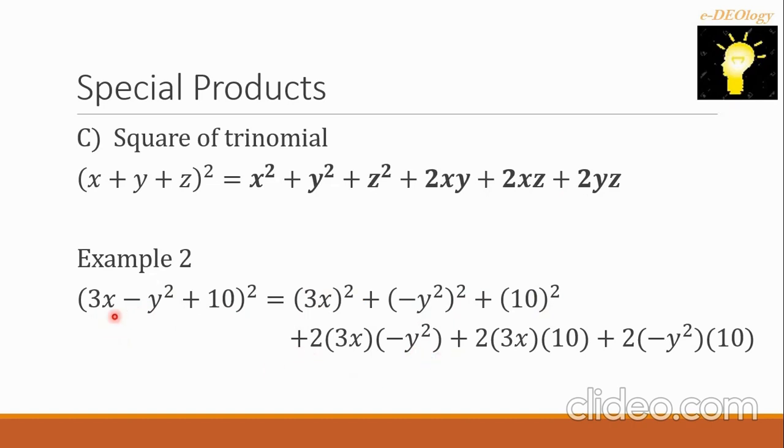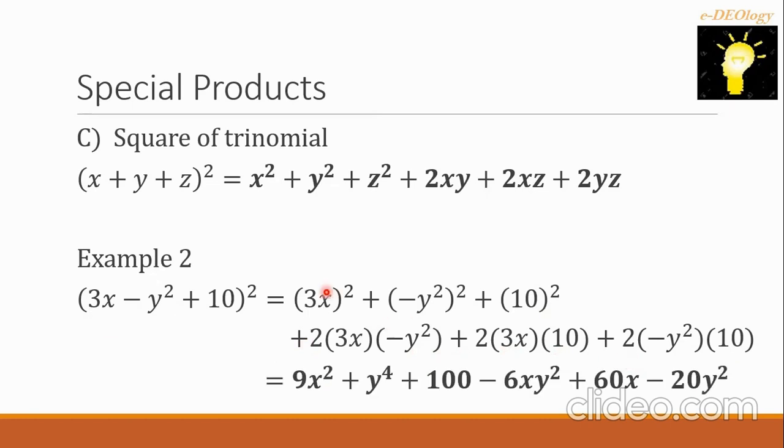And then plus, I'll multiply 3x and 10. It's here now, 3x times 10 and then times 2. And the last term, I'll multiply the negative y squared and 10. It's written here and then times 2. Then we will simplify each term. The 3x raised to 2 becomes 9x squared. This negative y squared and then squared outside, the negative will go away. It becomes y raised to 4. The 10 squared is now 100. So the first group is now complete. I'll go to the second group.